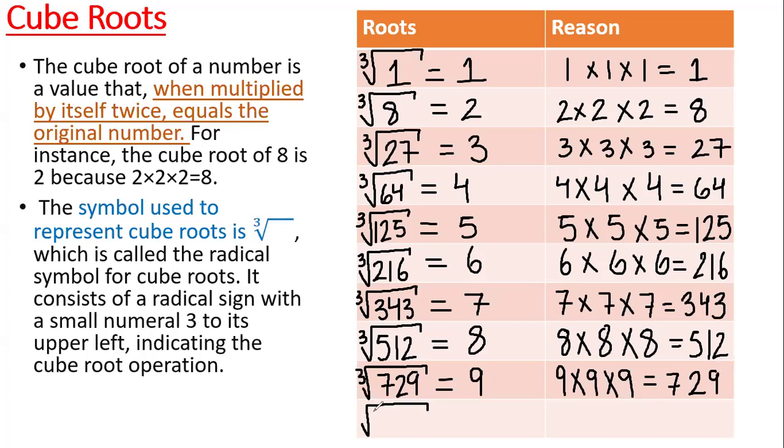And finally, the last one. The cube root of 1000. Very good. It is 10. What's the reason? 10 times 10 times 10 is 1,000. Very good, because 10 times 10 times 10 is 1000.